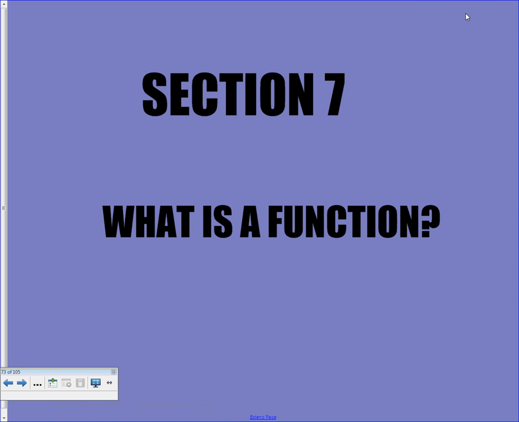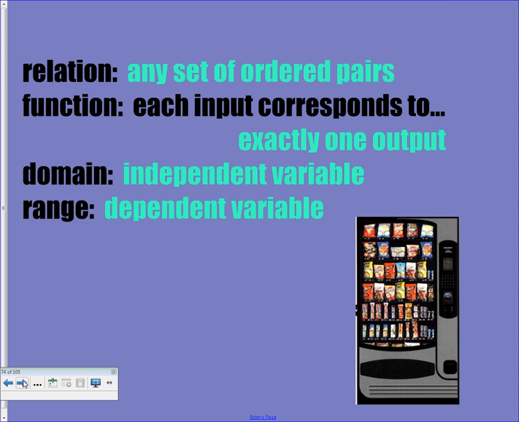Section 7 is all about functions and what they are and the definitions. So the first one is a relation. Well, any set of ordered pairs is a relation. So 99.9% of the time, if I ask you if it was a relation, you will say yes. What is a function? That is a correspondence such that each input corresponds with exactly one output. So this is the really important part: only one output.